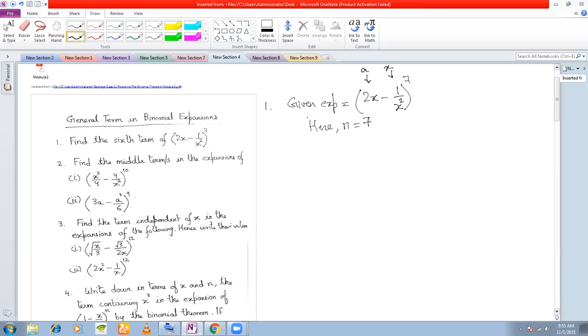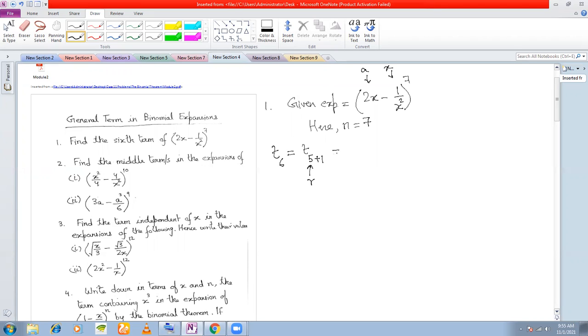Therefore, once we know this, we are going to write the sixth term of the binomial. What is the sixth term? T6. And because the general term of a binomial is T(r+1), we are going to break 6 as 5 plus 1. So now this becomes your r.